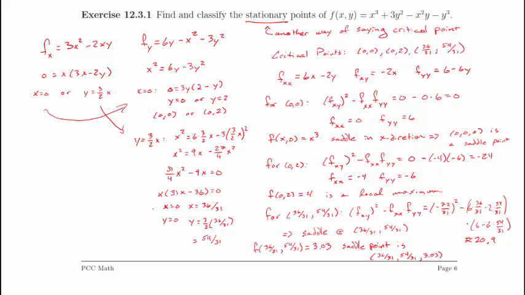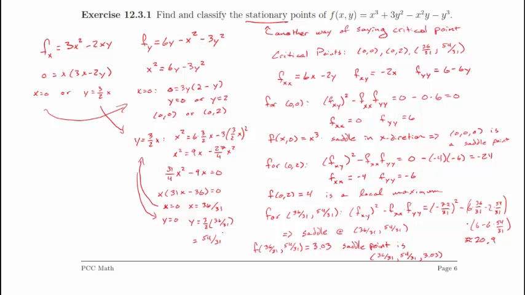If x is 0, we can plug this back into y equals 3 halves x to get y is 0. That's actually a critical point that we already found, so I'm not going to repeat stating it. If x equals 36 over 31, again, I plug that into y equals 3 halves x to get y equals 54 over 31. So we get the critical points (0, 0), (0, 2), and (36/31, 54/31).